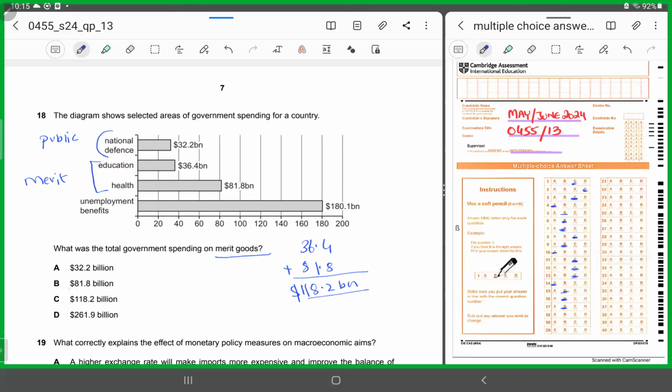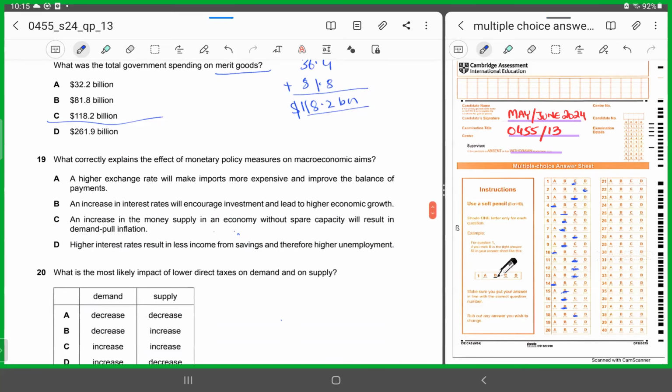So it's option C. For 18, it has to be C. You see, it was looking difficult, but then once we looked at the definition and we solved it logically, things become easier, right? Things get clear. All right. Let's look at number 19.